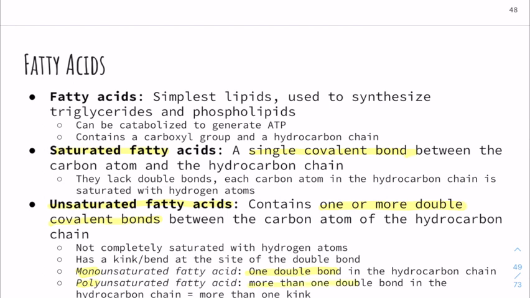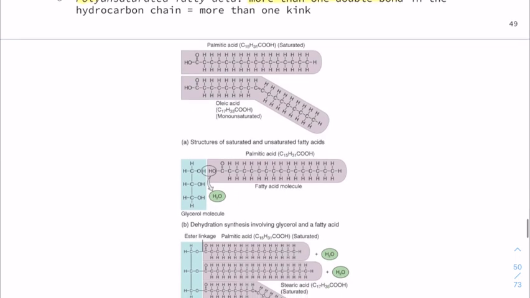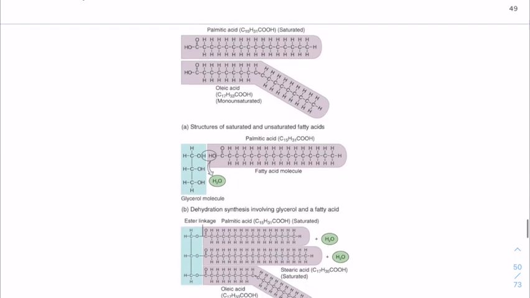Here are our examples. Here's a saturated one, palmitic acid. Then we have a monounsaturated, which has that one double bond in here. Mono means one. Oleic acid. Here are some unsaturated fatty acids. We have palmitic acid again.